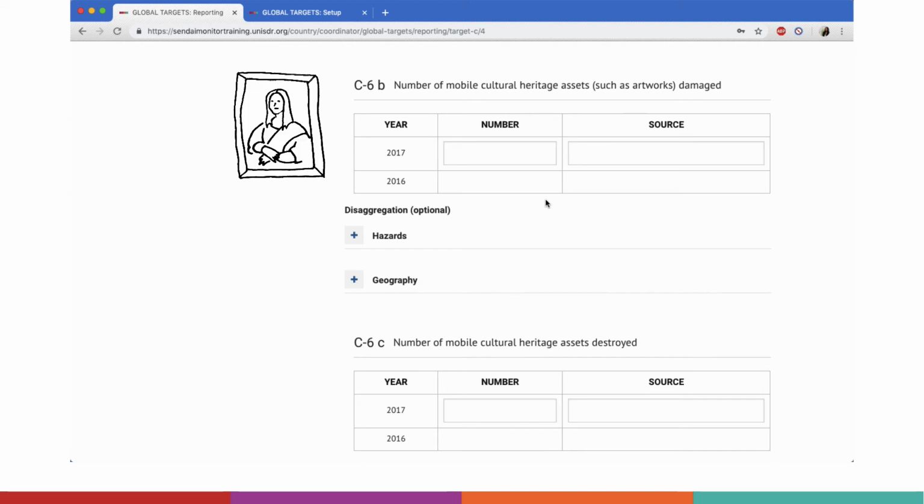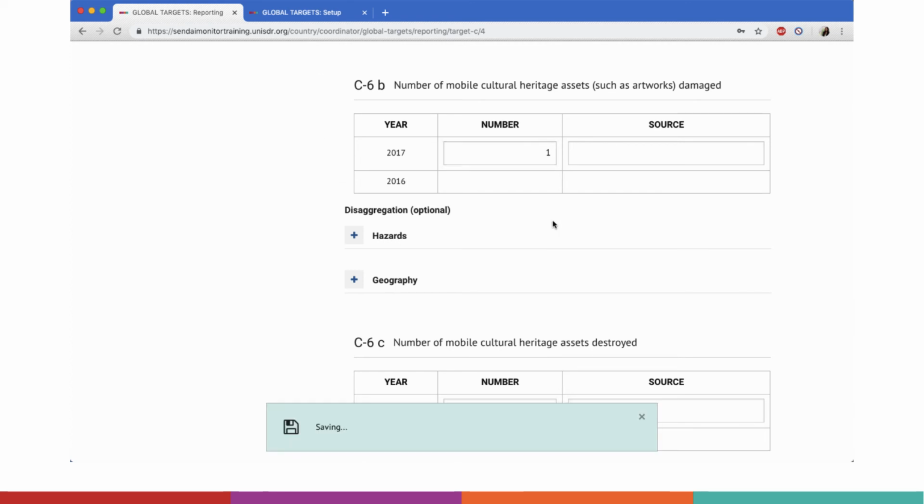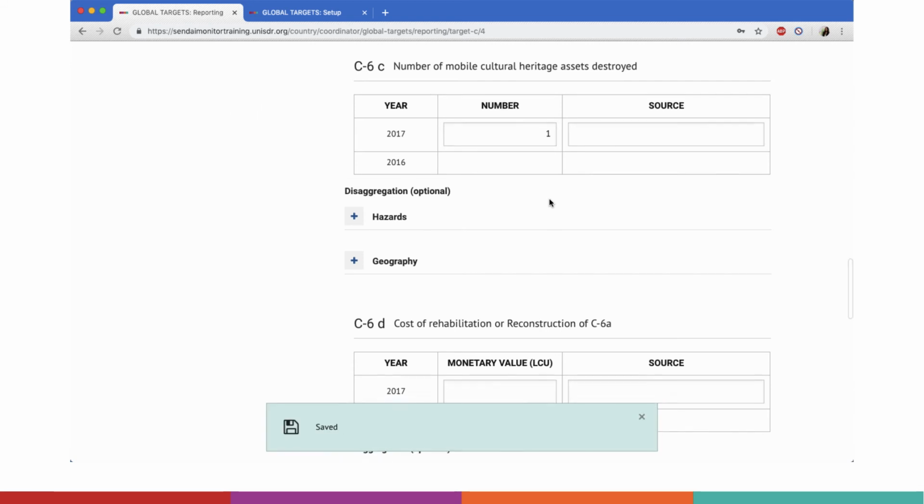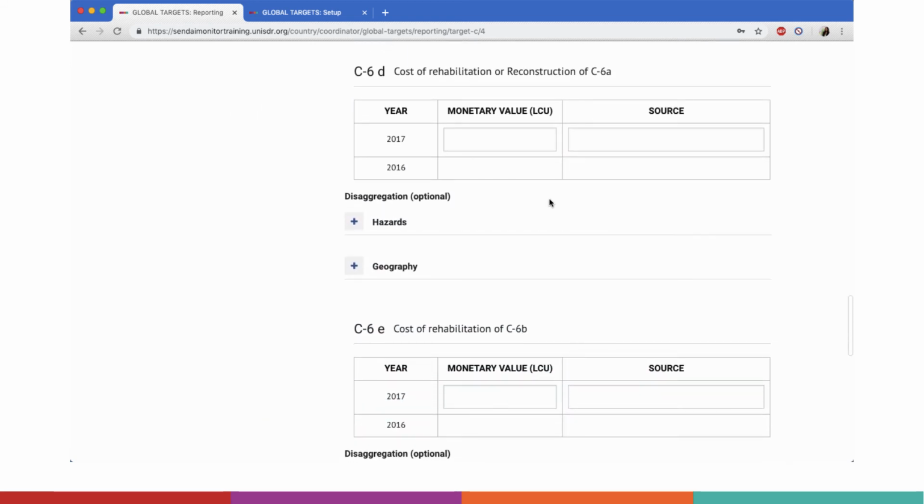For example, if the Mona Lisa painting had been damaged, then the number 1 would be entered here. For C6C, enter the number of destroyed movable assets. If the Mona Lisa painting had been destroyed, then the number 1 would be entered here. For C6D, enter the cost of rehabilitation or reconstruction for all damaged or destroyed cultural buildings inputted into C6A.